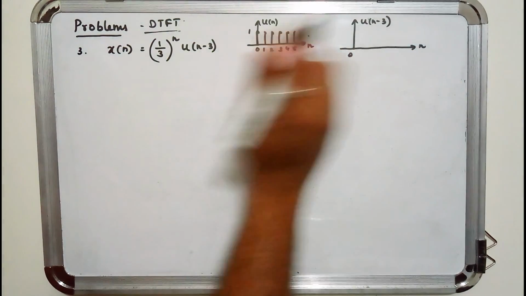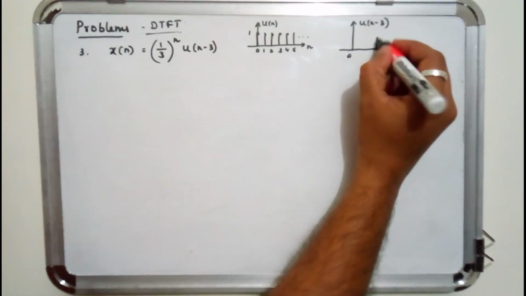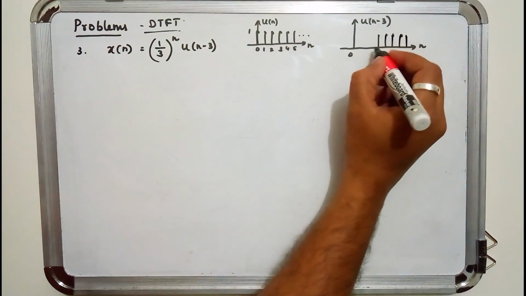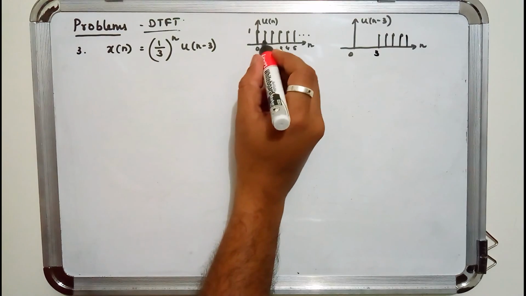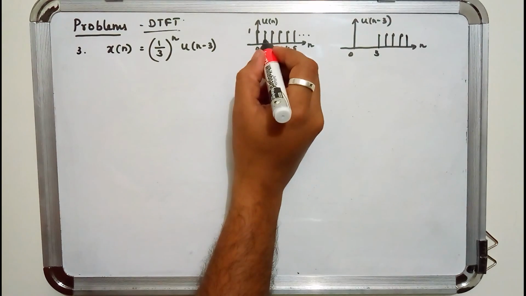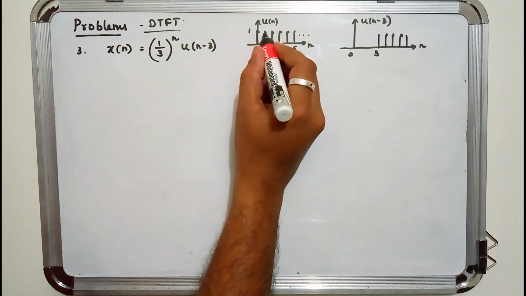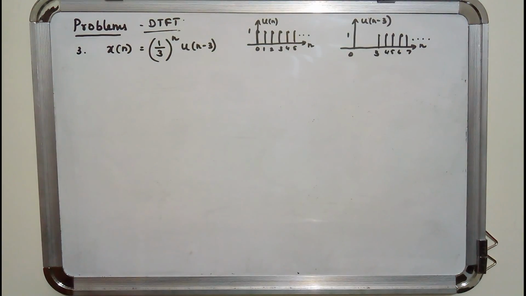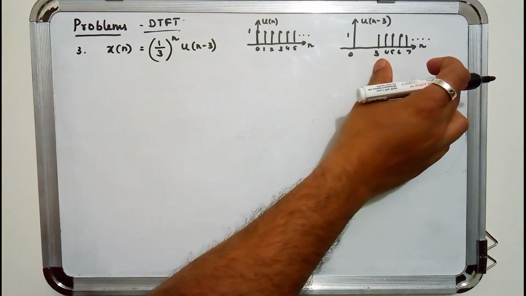So this waveform will be shifted right by 3. That means the sample at 0 will go to 3. The sample at 1 will move to 4, and so on: 3, 4, 5, 6, 7, with the same amplitude of 1. All the samples are having amplitude of 1. Now u of n minus 3 exists between 3 and infinity.